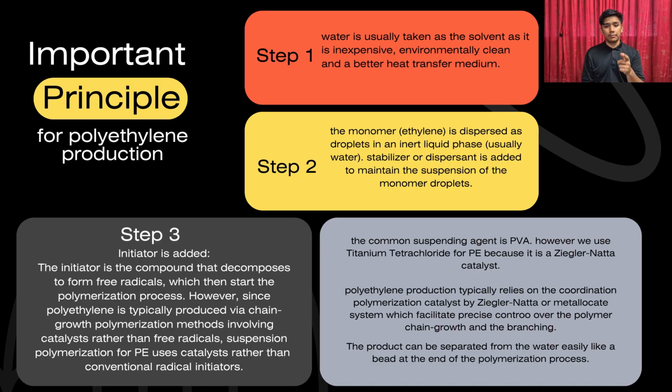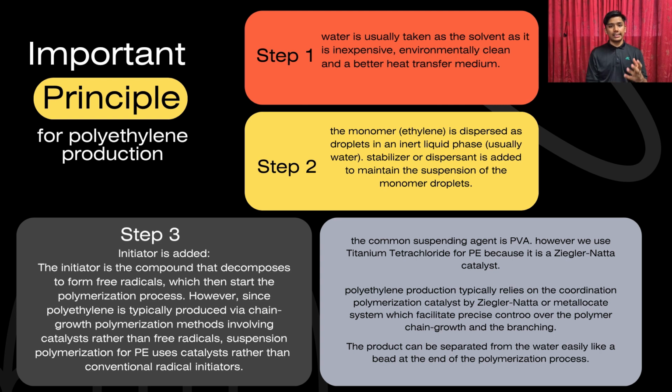To carry out suspension polymerization for polyethylene, water is usually taken as the solvent as it is inexpensive, environmentally clean, and also a better heat transfer medium. Next, the initiator is added. An initiator is a compound that decomposes to form free radicals, which then start the polymerization process. However, since polyethylene is typically produced via chain growth polymerization methods involving catalysts rather than free radicals, suspension polymerization for PE uses catalysts rather than conventional radical initiators.